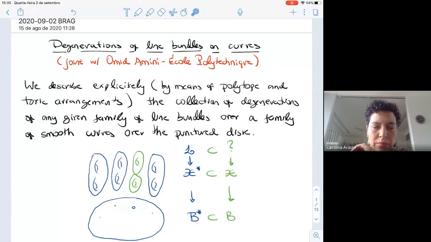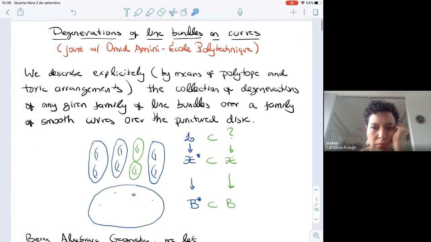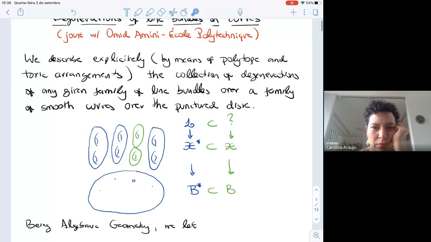And if I have a line bundle or a family of line bundles over X star over B star, that means a line bundle for every curve of the family. The question is, what does it extend to over the whole family? Okay, so over this potentially singular curve over the center. Okay, so this being algebraic geometry, I will translate everything in algebraic geometric terms.